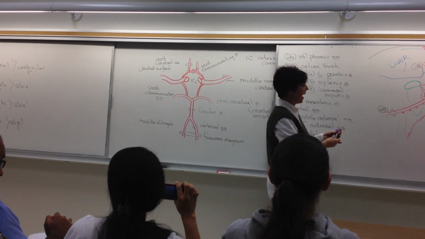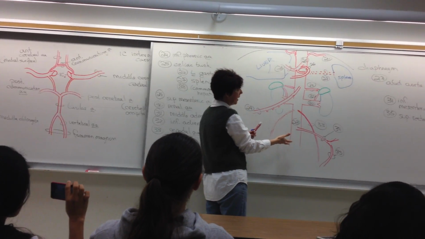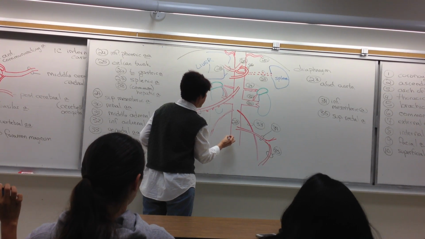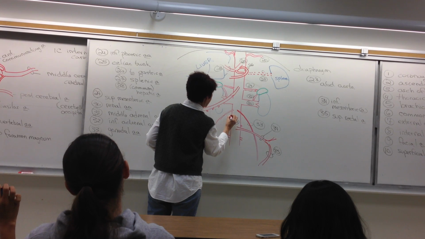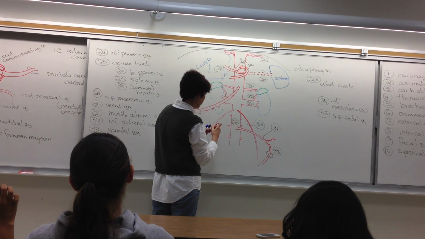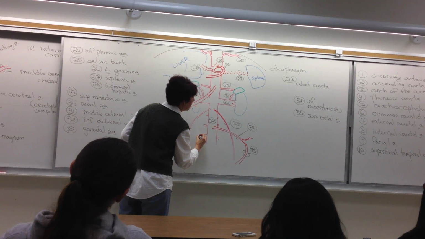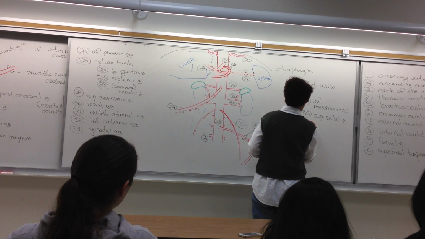From the posterior aspect of the aorta, all the way along the abdominal aorta, just like the posterior intercostals, we have branches coming off that supply abdominal muscles of the back, as well as the spinal cord, and these are known as lumbar arteries. They're going to be off the back of the aorta.